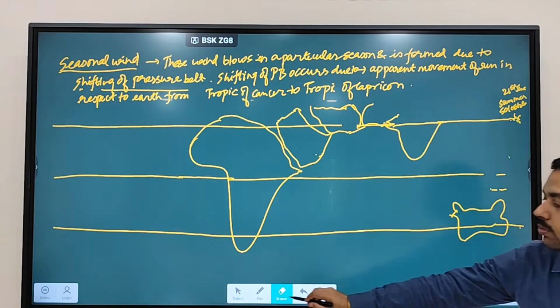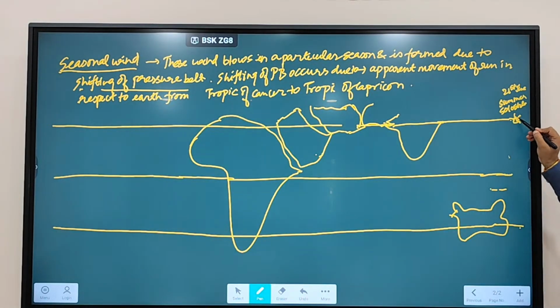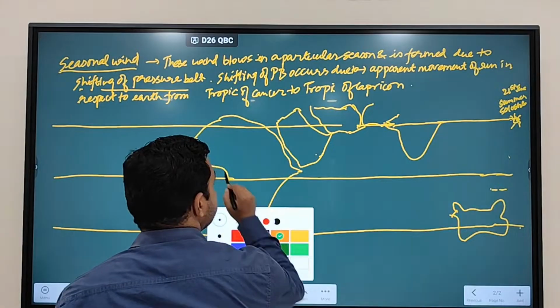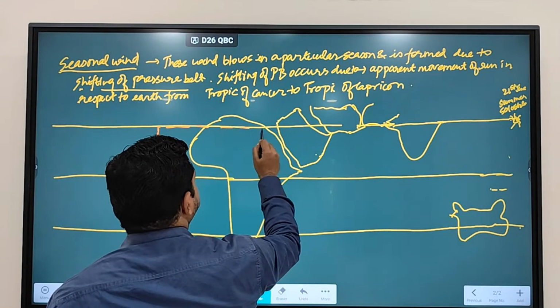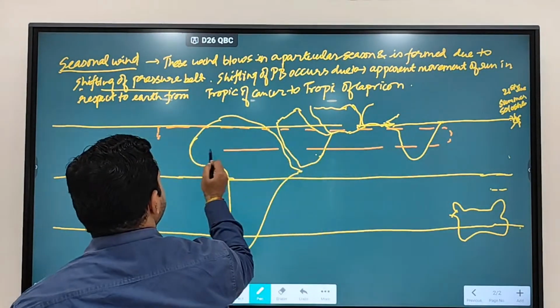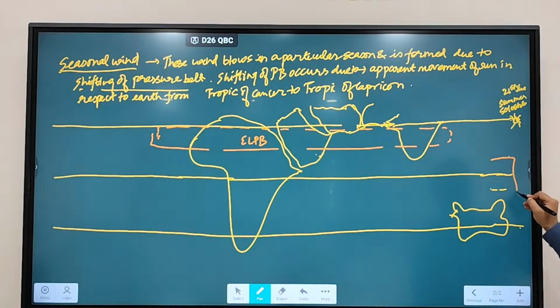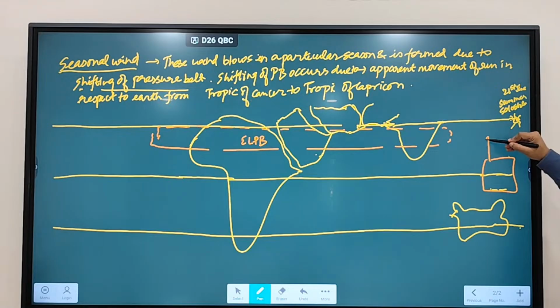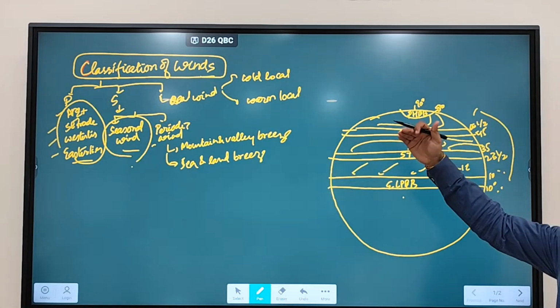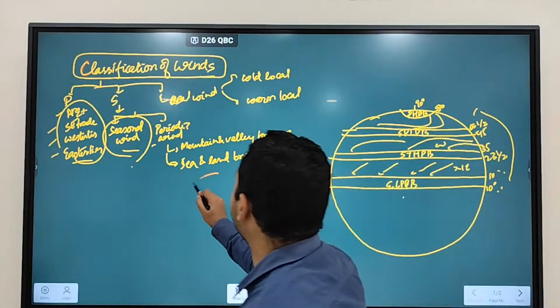When the equatorial region is less heated, shifting of the pressure belt is going to occur. The equatorial low pressure belt, which generally used to form over here between 10 degrees north and 10 degrees south, will slightly shift upward. Clear? So as a result, you are going to find all pressure belts shifting upward.